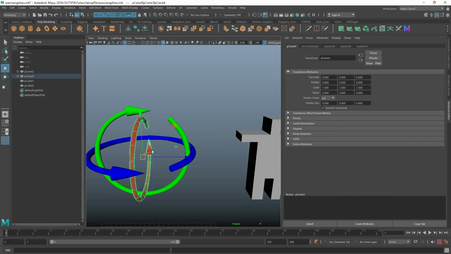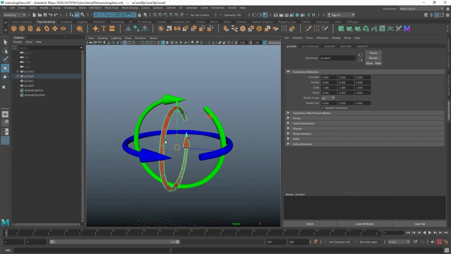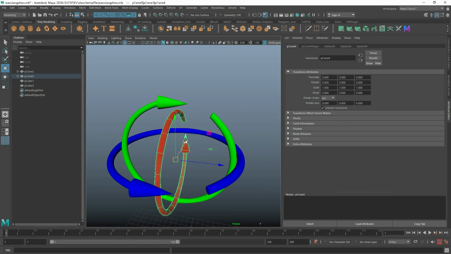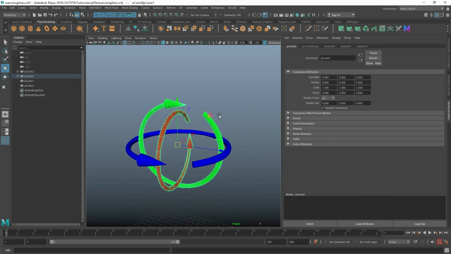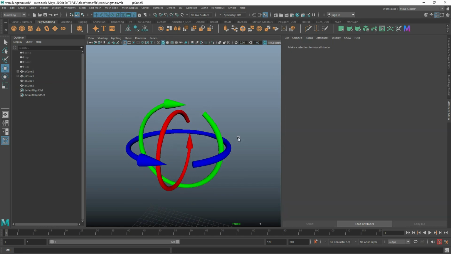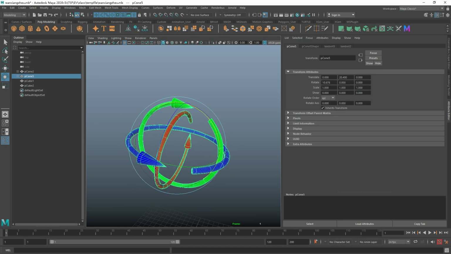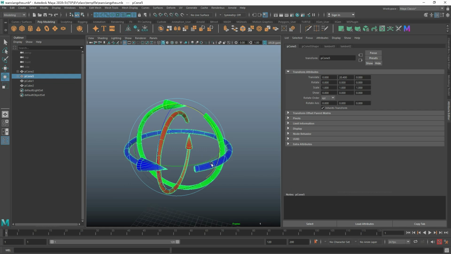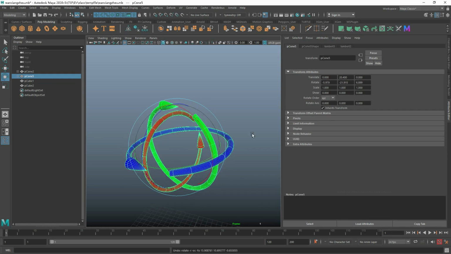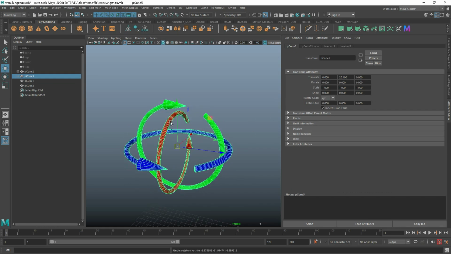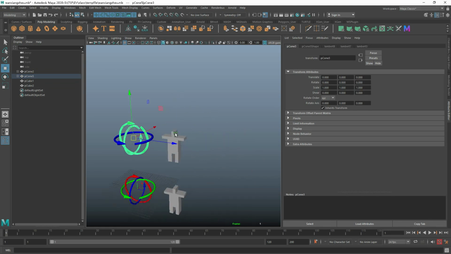X, as in this model, is the smallest level, or sublevel. Outside of X is Y, and Y is the parent of X. When you move Y, it will rotate X. The outside of Y is Z. When you move Z, Z will affect Y and X. So we can understand that Z is the largest, X is the smallest, and Y is the middle.